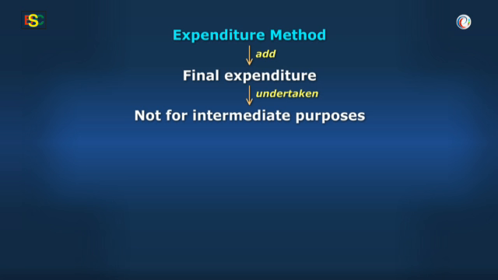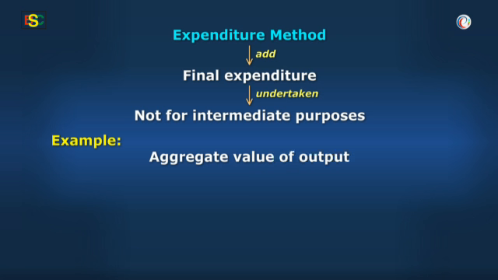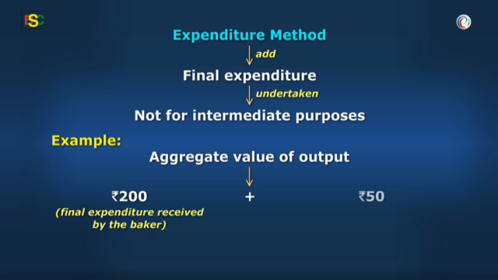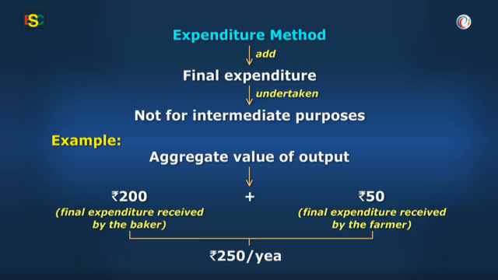Let us take our previous example. Suppose the aggregate value of output of the economy is rupees 200. Final expenditure received by the baker plus rupees 50. Final expenditure received by the farmer is equal to rupees 250 per year.